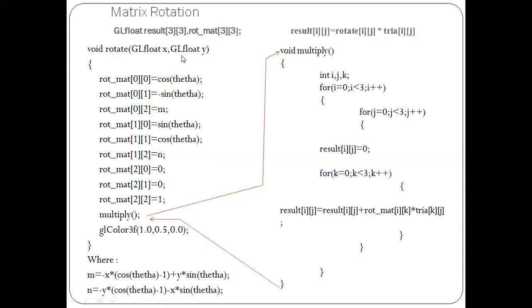So now what do I need to calculate? I need to calculate the rotated matrix at origin 0, 0. That means x and y I am passing as 0, 0. If I pass x and y as 0, 0, what happens to this m and n? X is 0, plus y is 0, this becomes 0. So m becomes 0, and n also, y is 0, x is 0. So 0 into anything becomes 0. Here also 0 into anything becomes 0. So n also becomes 0.